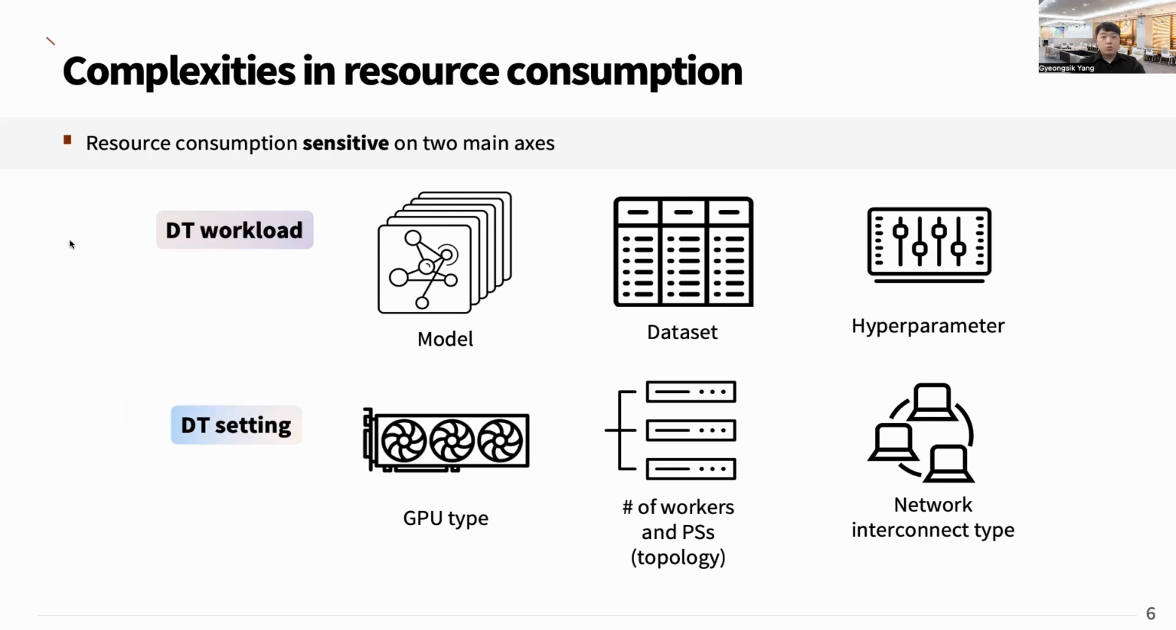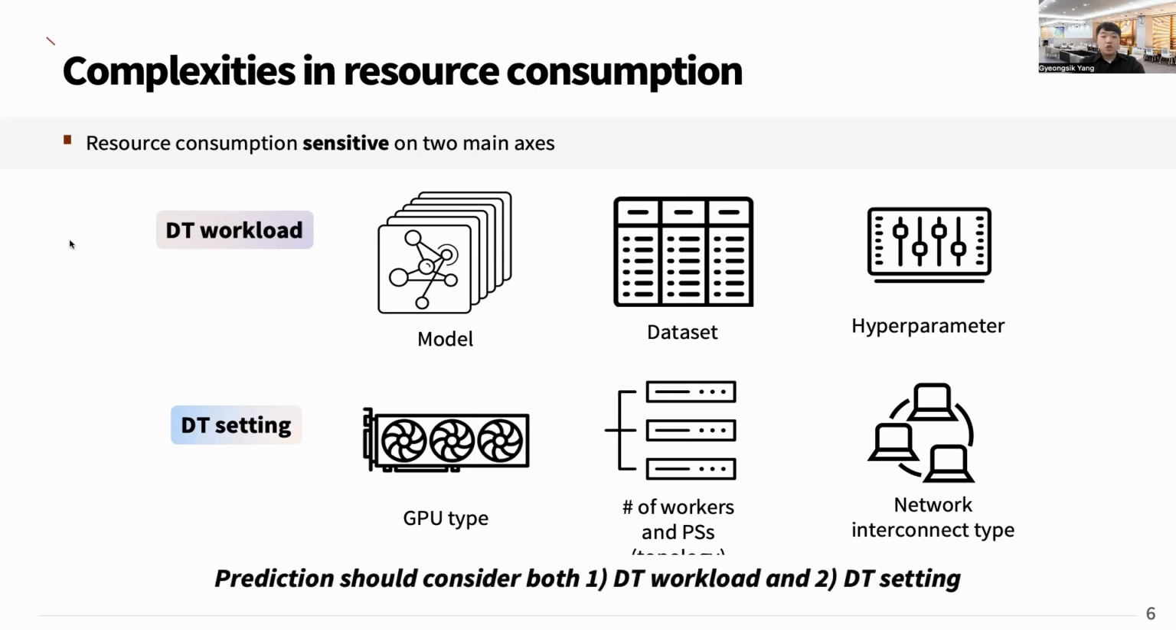The first is the task, which we call the DT workload. The DT workload is identified by the model to be trained, the data set to be fed to the model, and the hyperparameters that change the operations and calculation during the training. The second is the environment wherein training is to be performed, that is the DT setting. The DT setting is defined by the type of GPU used for training, the number of workers and PSs, and the network interconnect type. As the 2 factors change the resource consumption highly, prediction should consider both.